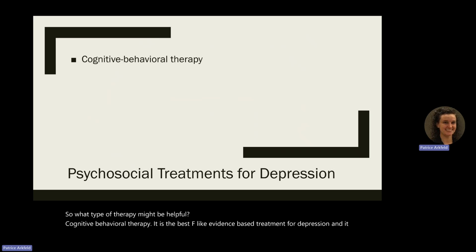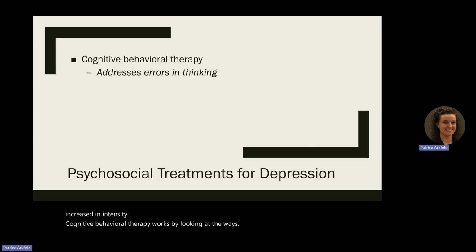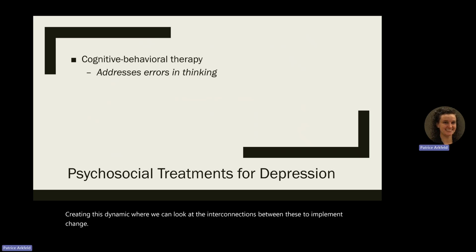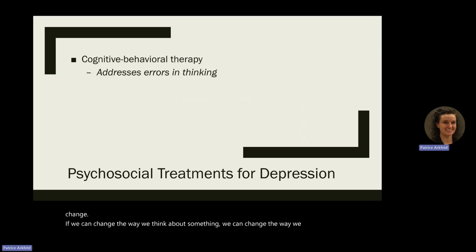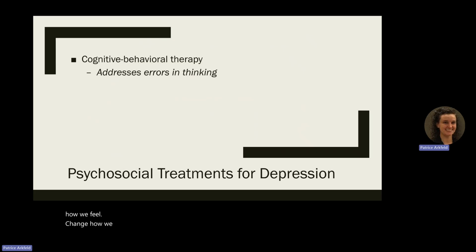It works by addressing the errors in thinking, those cognitive errors, those attributions, those cognitive beliefs that someone holds that are making their depression symptoms maintained or increased in intensity. Cognitive behavioral therapy looks at the ways that our thoughts influence our emotions and also our behaviors, creating this dynamic where we can look at the interconnections between these to implement change. If we can change the way we think about something, we can change the way we feel and behave. If we change the way we behave, we can change how we think and feel. Change how we feel, we can change how we behave and think. Creating all of these mechanisms for treatment.